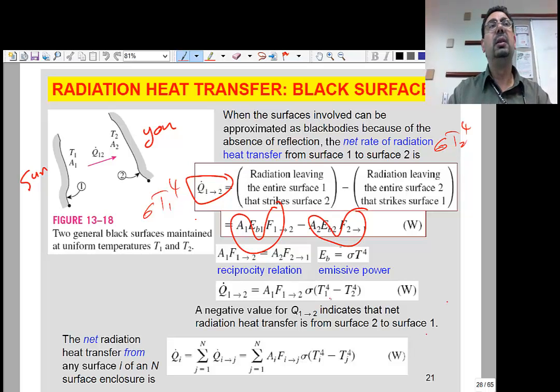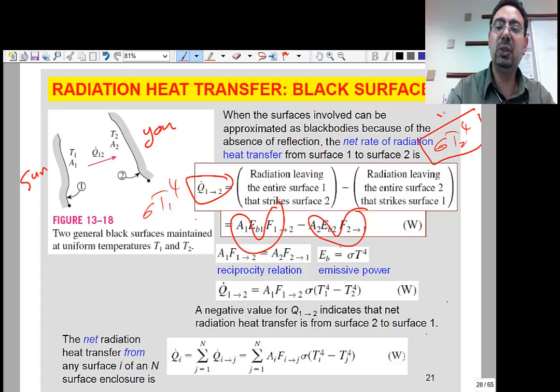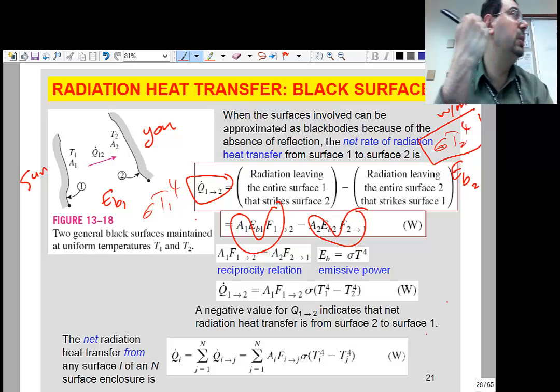So this is what we had last time. We basically talked about the black body radiation, sigma T to power 4. This is watt per meter square. So you multiply it by the area. This number, sigma T2 to power 4, is basically the EP2, the black body radiation of surface 2. And this sigma T1 to power 4 is called EP1. You basically say this is the emission of a black body at T1.